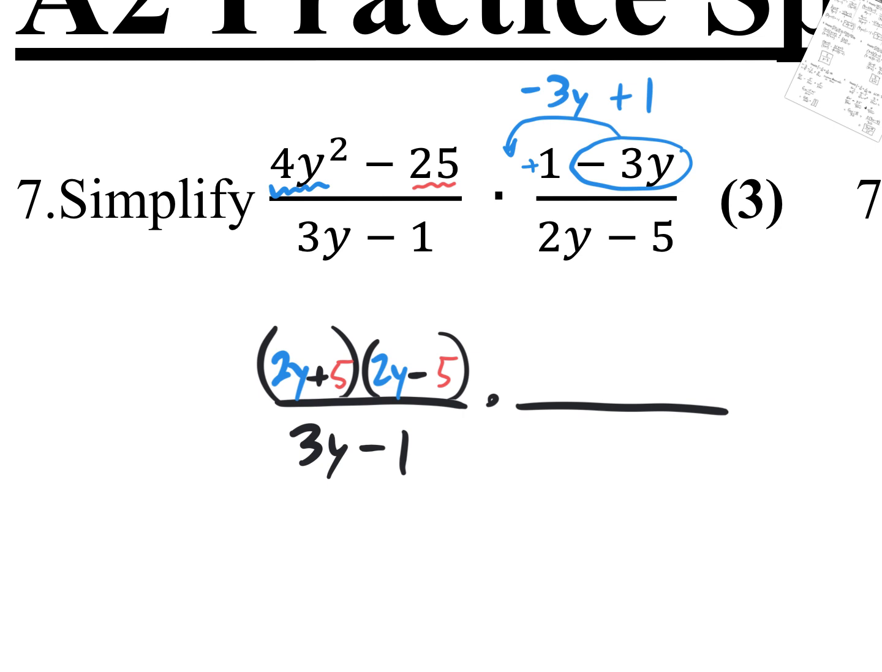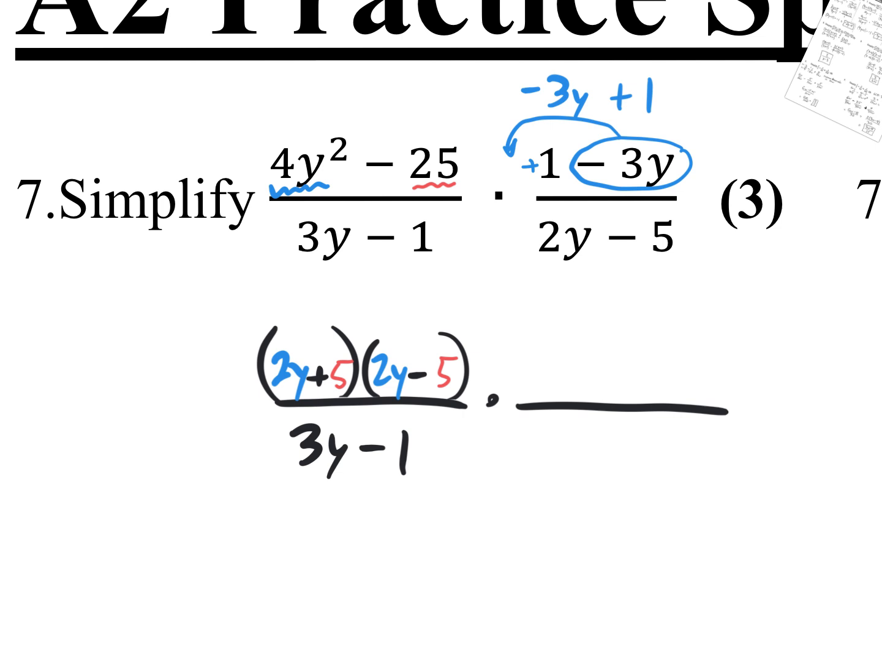And then once you organize it with the y term first and the constant at the end, you should recognize that this guy looks very similar to this guy. The only difference is that this is a negative 3y, that's a positive 3y, this is a positive 1, that's a negative 1. So they are exact opposite binomials.